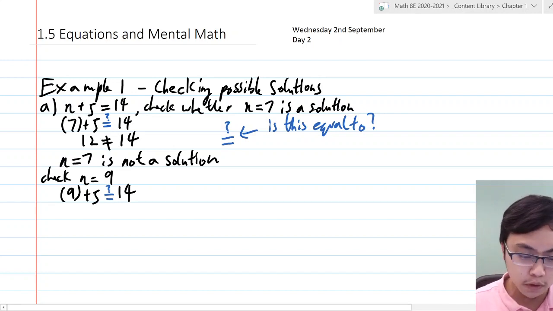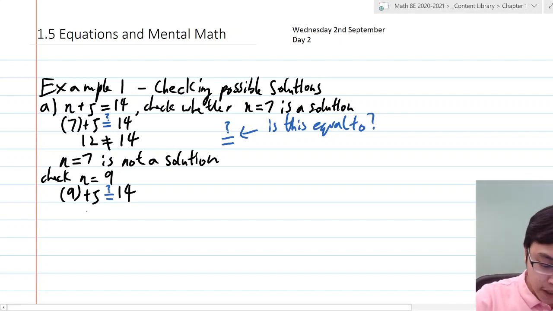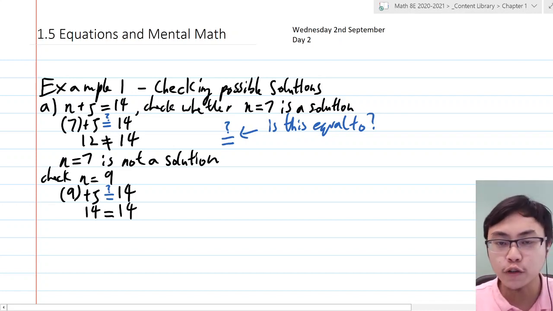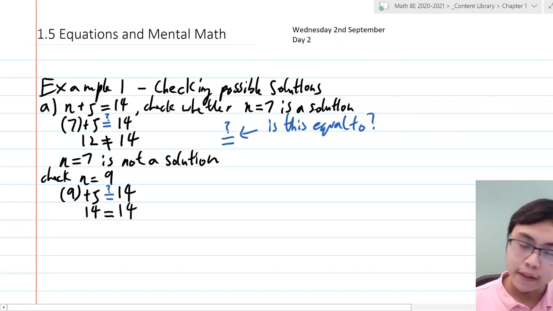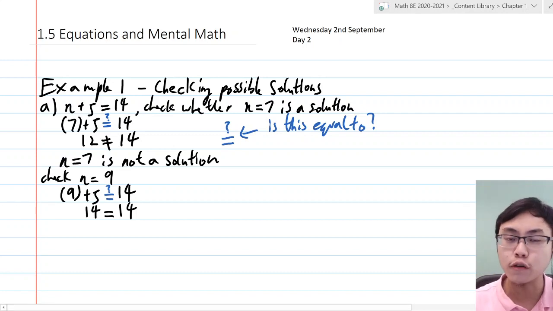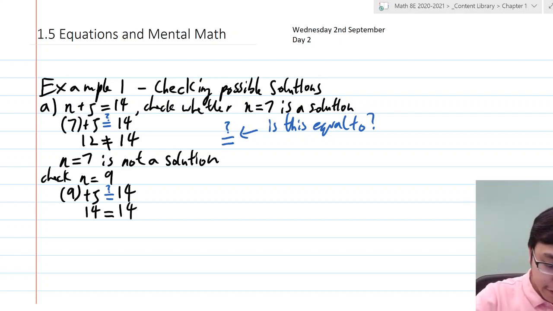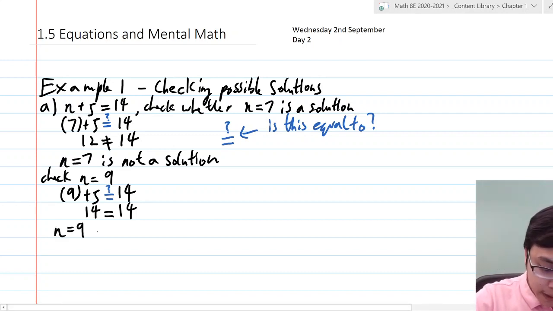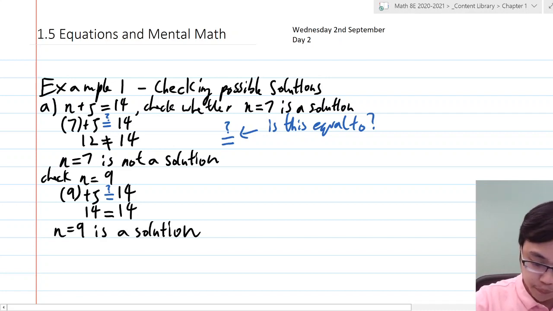Is this equal to? Then 9 plus 5, I'm going to calculate that, that's 14. And so I have confirmed that 14 is equal to 14. That makes this equation correct. It is true. And so I confirmed that n equals 9 is a solution.